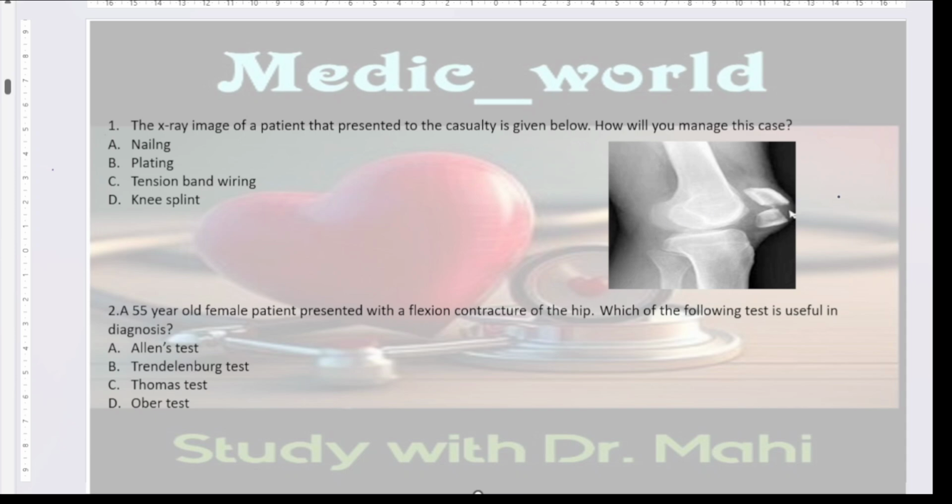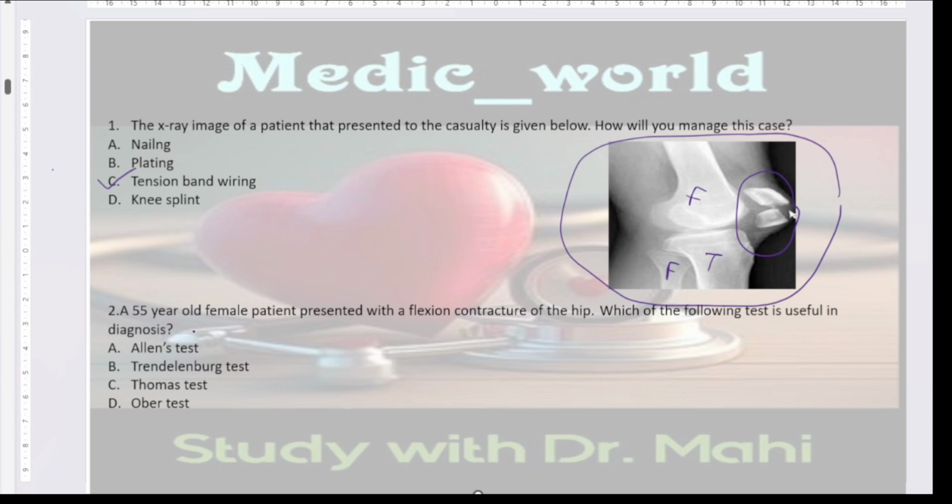So first of all, we have to identify the X-ray or the radiograph given. Here in the radiograph, we can see this is the femur, this is the tibia, and this is the fibula. And the bone in front of all of this is the patella. And we can see there is a displaced patellar fracture. And we all know that patellar fracture is managed by tension band wiring. So the answer to this question is option C, that is tension band wiring.